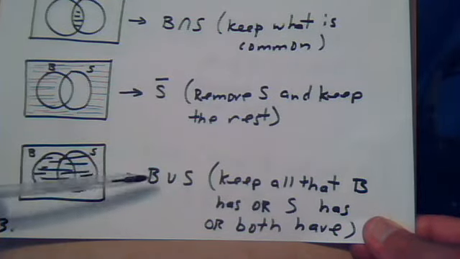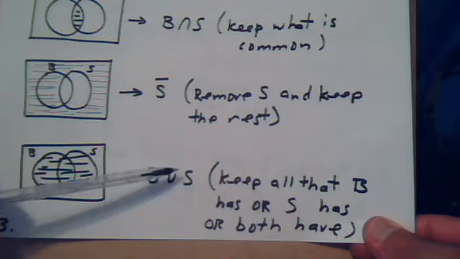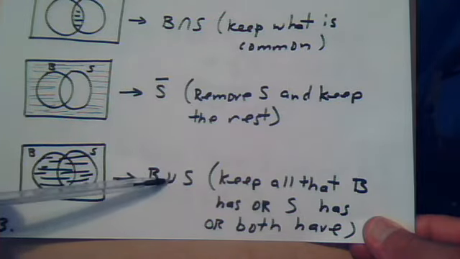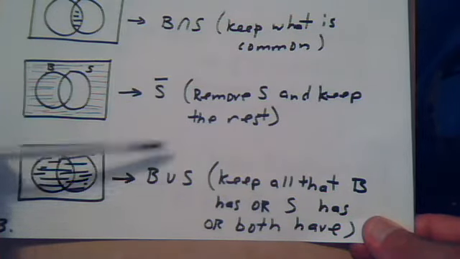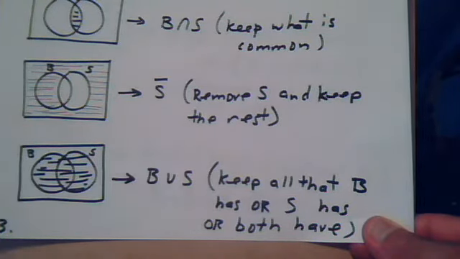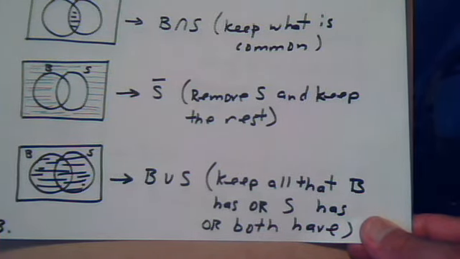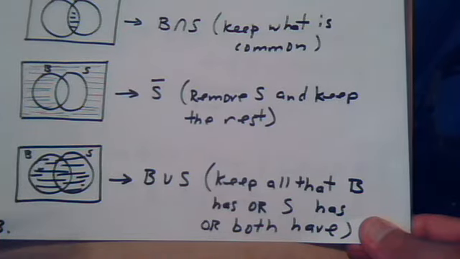This one represents B union with S. When you have the union, notice that this has been flipped around. This is intersection, this is union, you flip it around. Union means you keep what they both have to offer. So keep all that B or S has or both have. So that would be this shading.